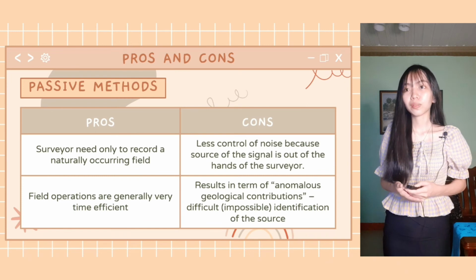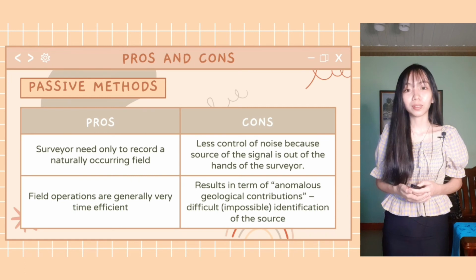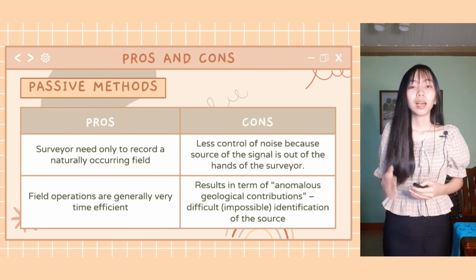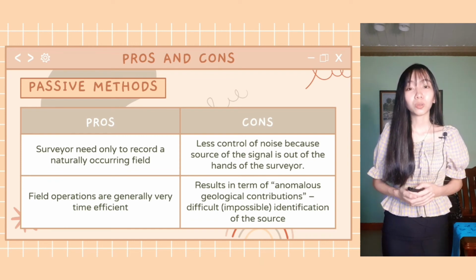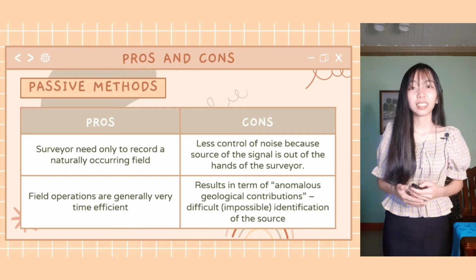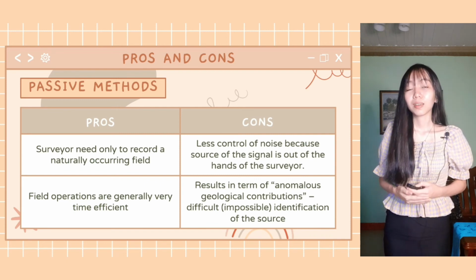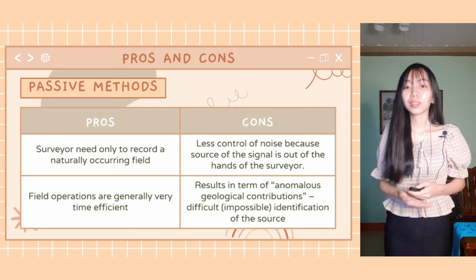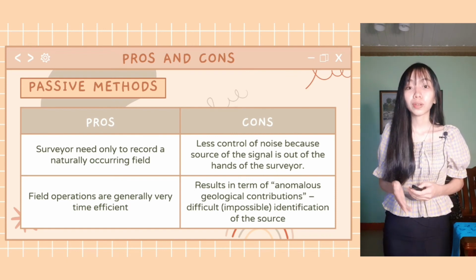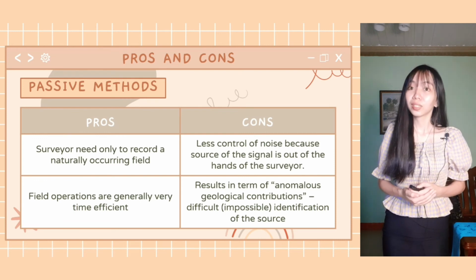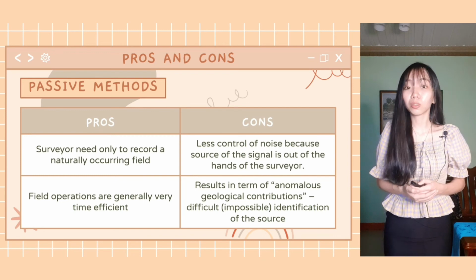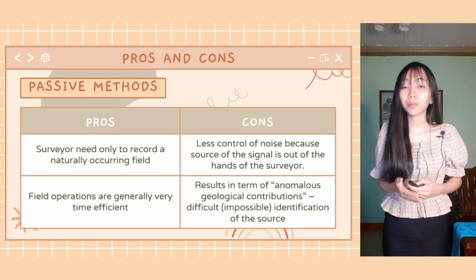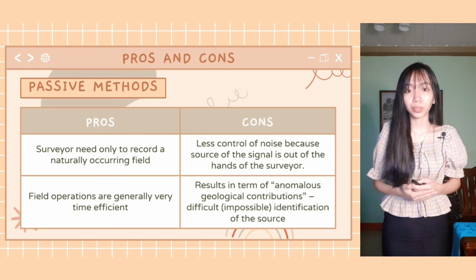For the pros, the surveyor needs only to record a naturally occurring field, so it's a lot easier. However, on the con side, the surveyor has less control of noise because the source of the signal is out of the hands of the surveyor. On the pros side, field operations are generally very time efficient. However, this results in anomalous geological contributions, which makes identification of the source difficult or impossible.